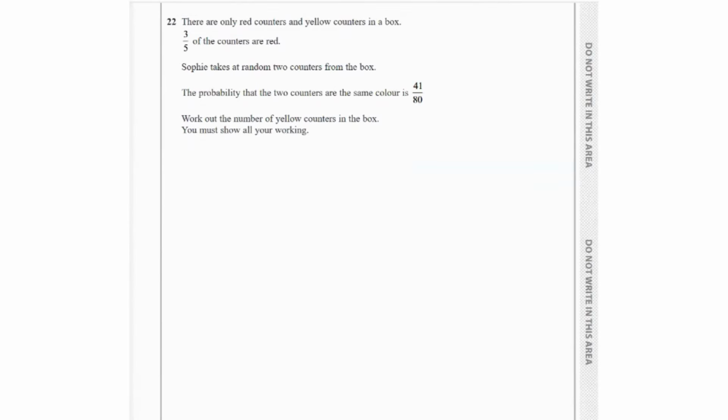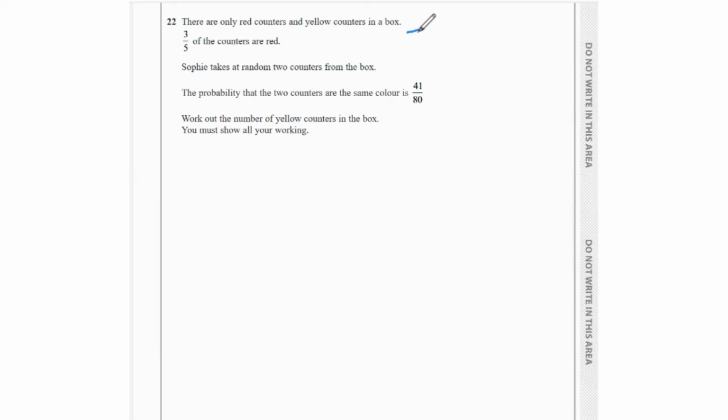Question 22 says there are only red counters and yellow counters in a box. 3/5 of the counters are red. Sophie takes at random 2 counters from the box. The probability that the 2 counters are the same color is 41 over 80. Work out the number of yellow counters in the box. You must show all your working.